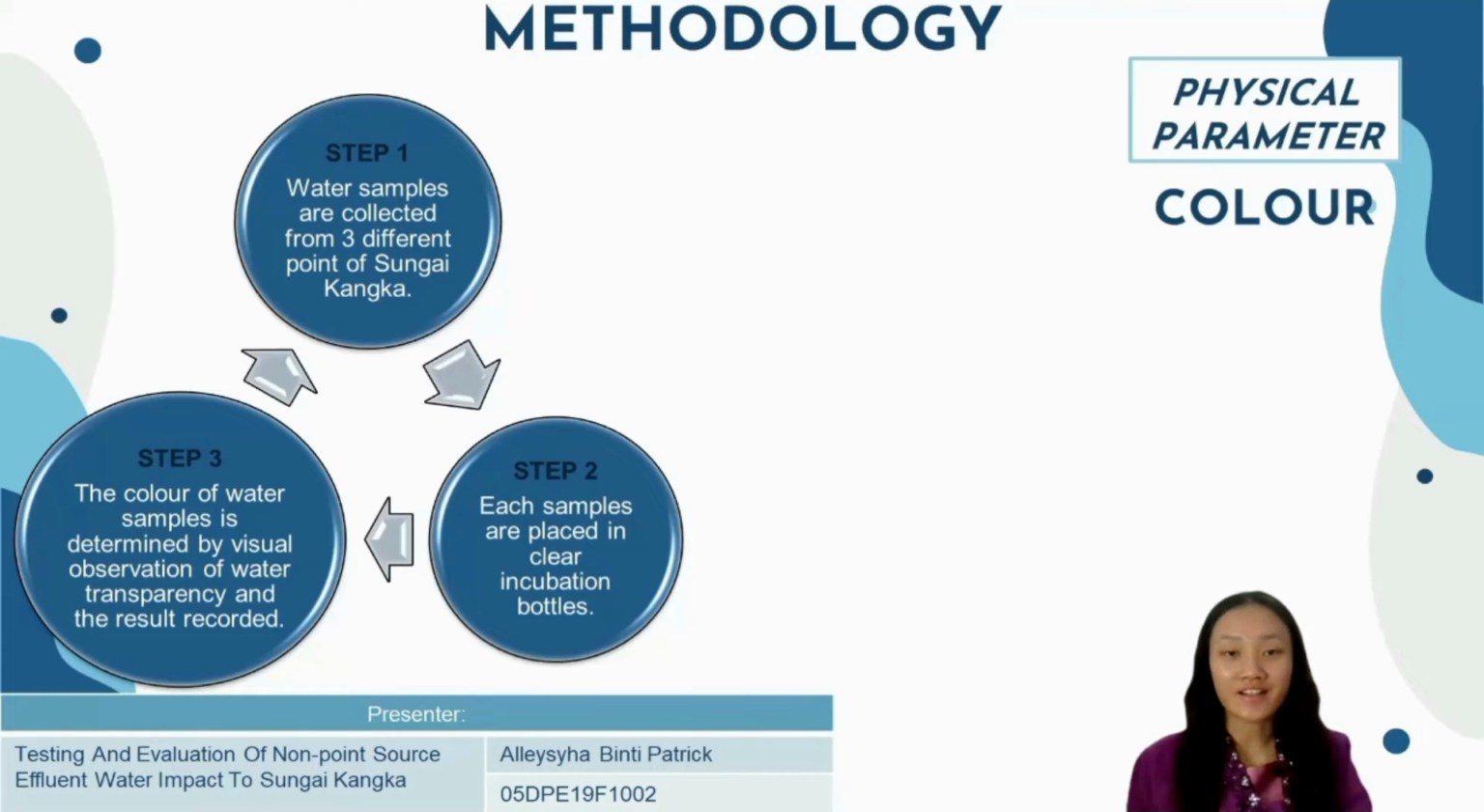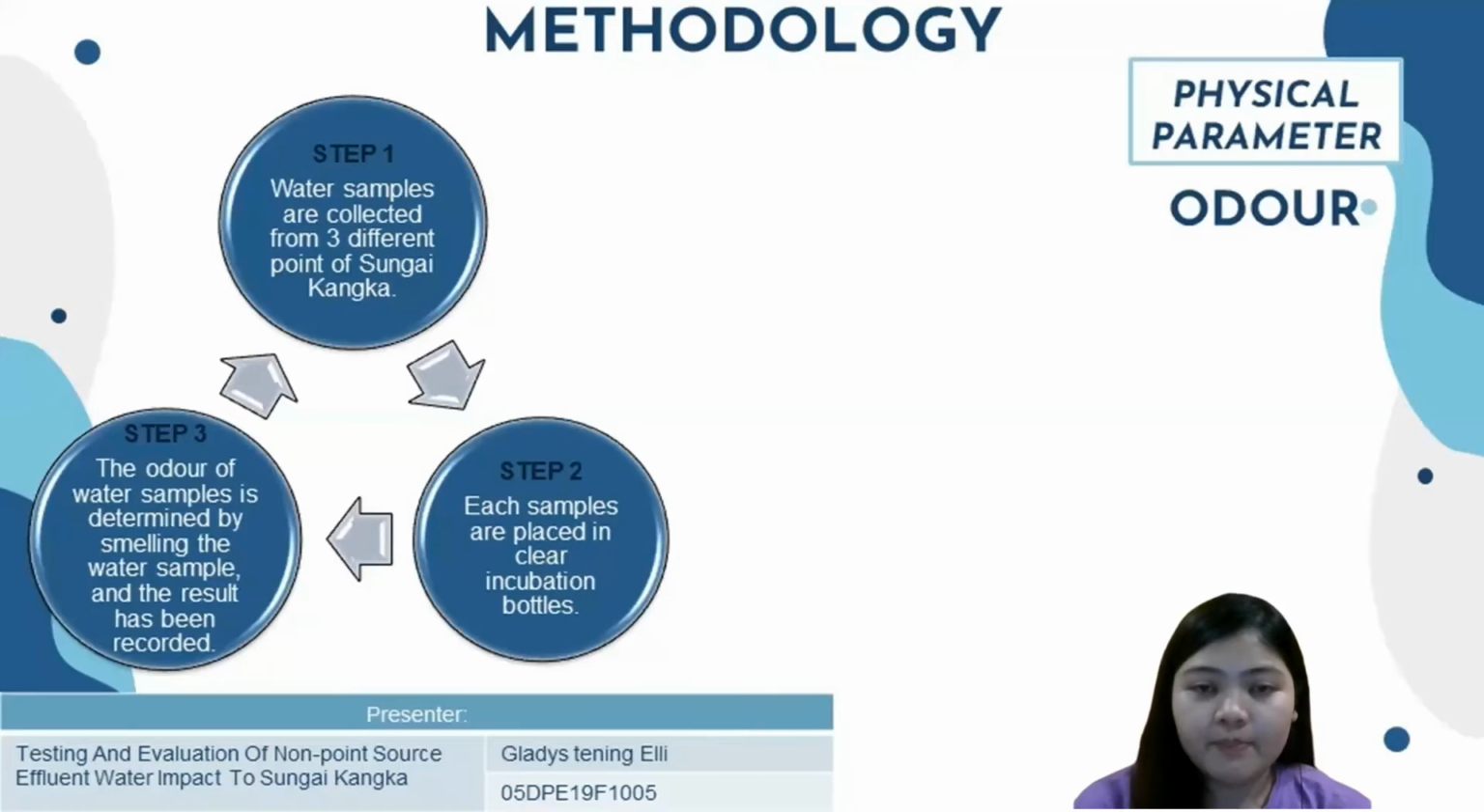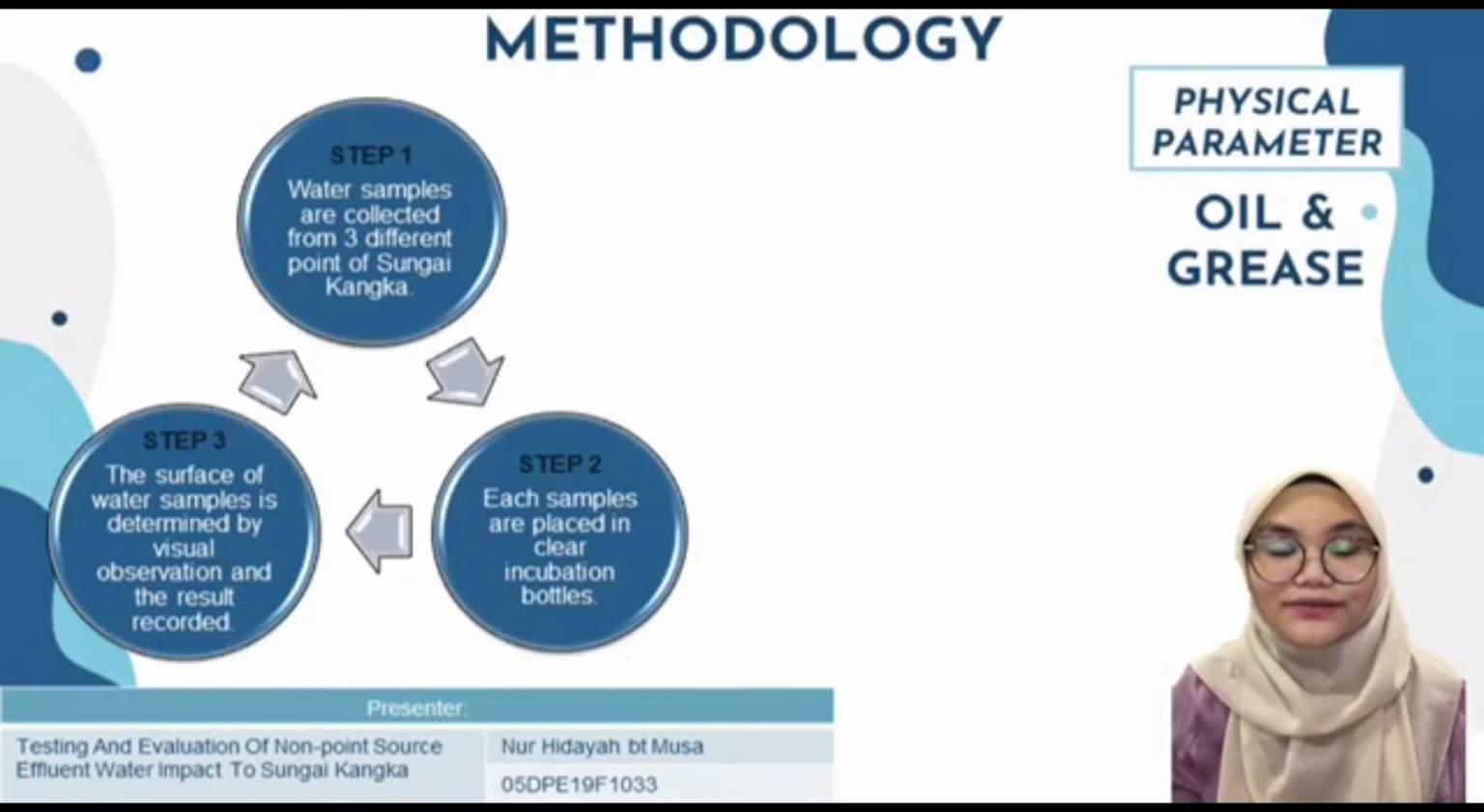As you can see here, this is the method of physical parameter for color. In this project, the color of water samples is determined by visual observation of water transparency. Methodology for other physical parameters. There are 3 steps. So this is the methodology for oil and grease.